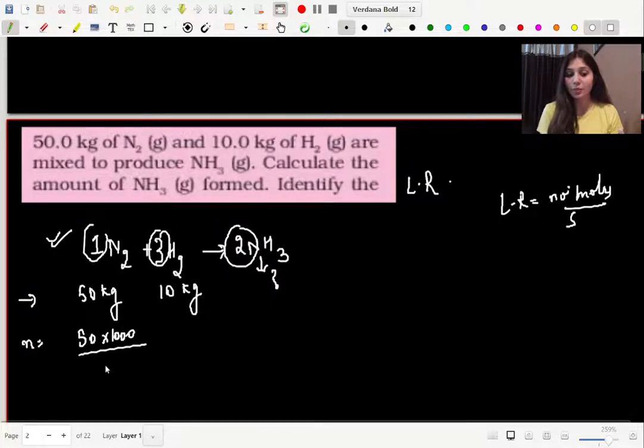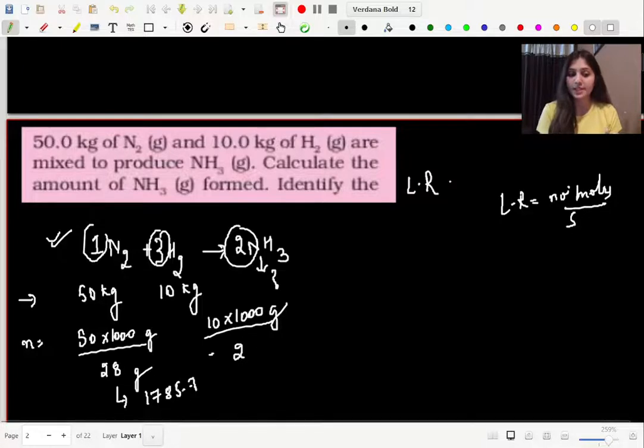Okay, and this is N2, this is 28, right? And this is the number of moles of N2. Number of moles of H2 is 10 into, again converting into grams, okay, upon 2, because 2 is the molar mass of H2. So if I calculate this, this comes out to be somewhere equal to 1785.7, I guess, okay, and this comes out to be equal to 5000.